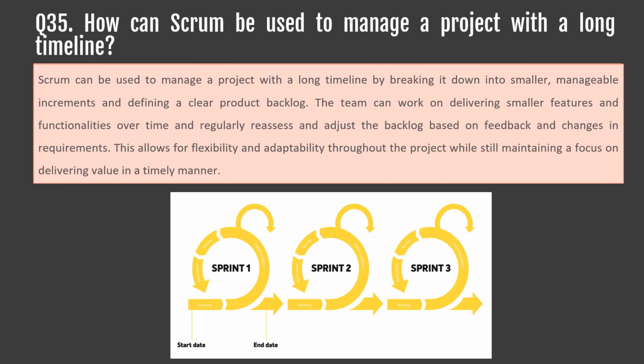Question number 35. How can Scrum be used to manage a project with a long timeline? Scrum can be used to manage a project with a long timeline by breaking the project down into smaller, more manageable increments which can be completed within a shorter time frame. This approach ensures that the team can focus on delivering valuable software and receiving feedback early on in the project.